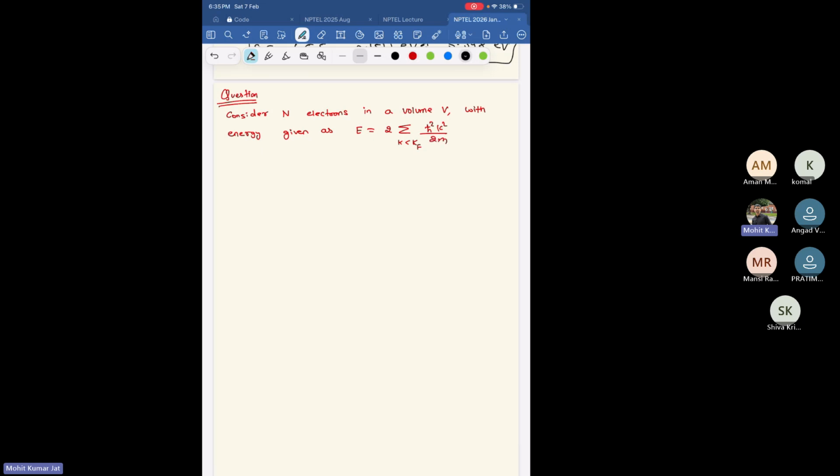Can any one of you tell me what is this 2? Generally, where is this factor of 2 coming from? The energy per electron epsilon and pressure P. Anyone who is willing to tell from where this factor of 2 is coming in the energy expression?